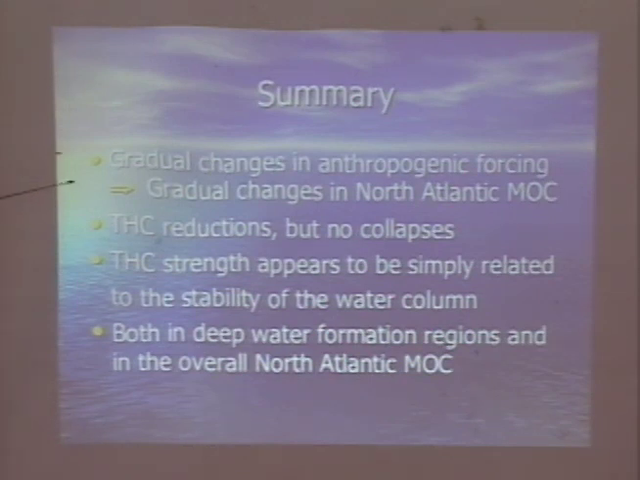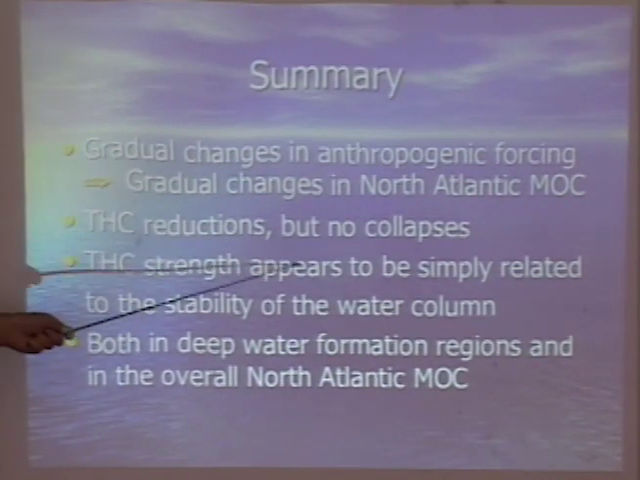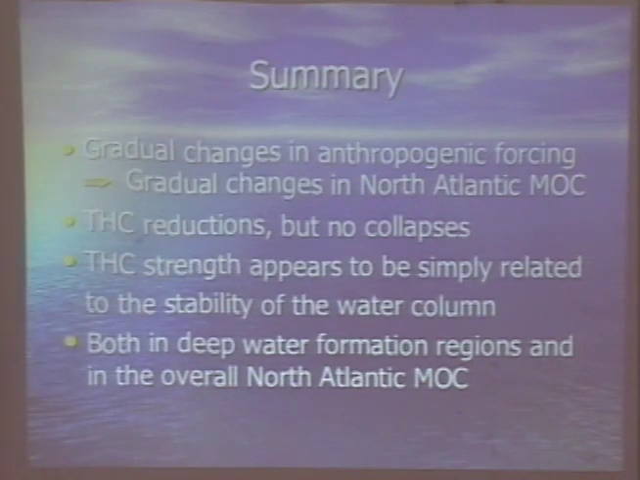So what these models say, and I've shown just from one, but I think this goes across this class of comprehensive climate models, is gradual changes in anthropogenic forcing produce gradual changes in the North Atlantic overturning. There are THC reductions, but by my definition, these are not collapses. Collapse means it goes down to something like 10% or less. That's going to be my definition of collapse.